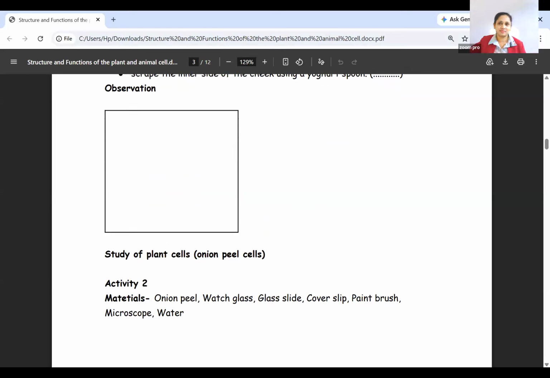They are not pink in color. They are colorless, right? Normally the cheek cells are colorless. Then you will think the teacher is telling you to take that with blood. No, that is not blood, right? That is colorless, right? To observe them clearly, we can use stains, color stains, right?